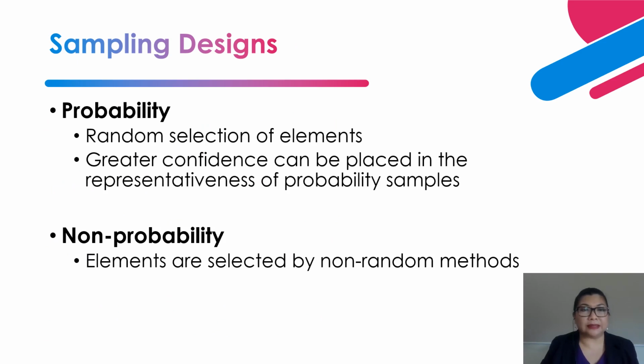Now your sampling designs. There are two main sampling designs. One is probability sampling and the other one is non-probability. So when you talk about probability, this is the random selection of elements and it has greater confidence in the representativeness of your sample, especially in quantitative research. This is a very important element. Non-probability doesn't mean it's inferior, it's just that in quantitative research, this is probably weaker in terms of design compared to probability sampling design. So in non-probability, the elements are not selected through random methods.